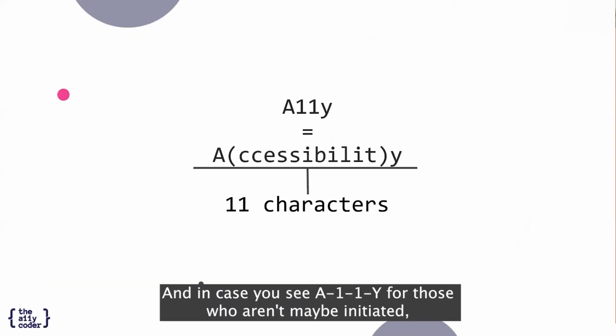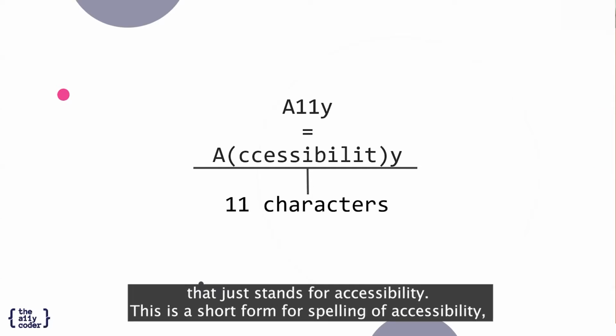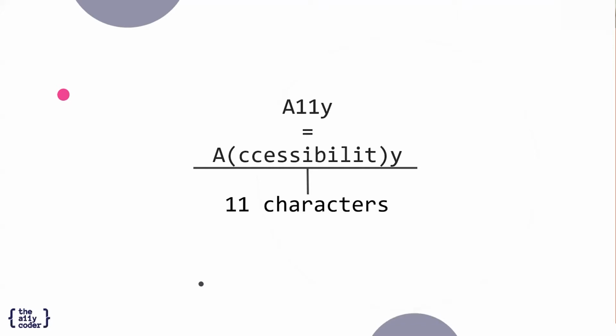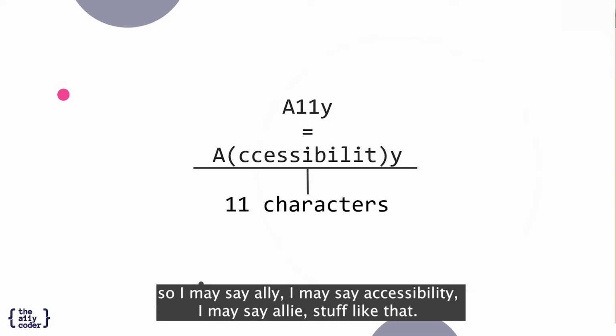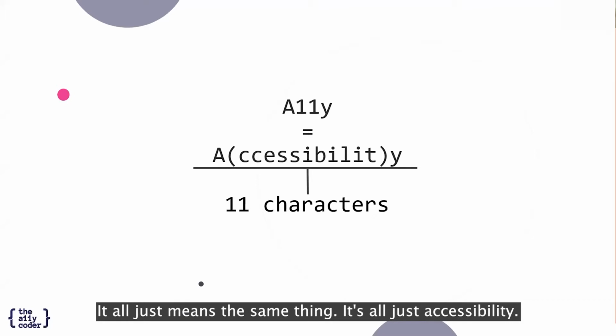And in case you see A11y, for those who aren't maybe initiated, that just stands for accessibility. This is a short form for spelling out accessibility, the 11 characters between the A and the Y replaced by the number. So I may say A-eleven-Y, I may say accessibility, I may say ally, stuff like that. It all just means the same thing. It's all just accessibility.